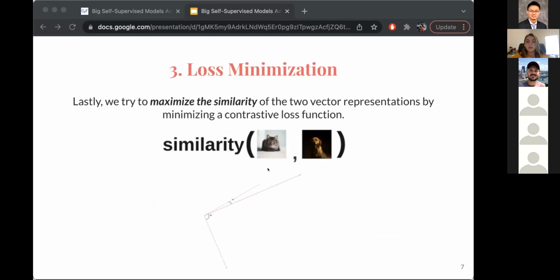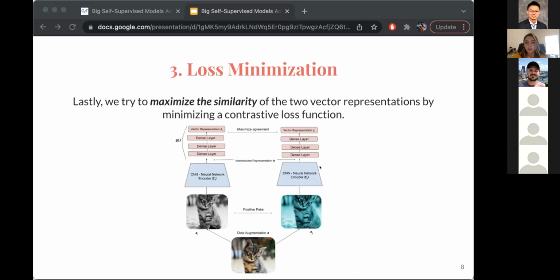And the third step is maximizing the similarity of the two vector representations by minimizing a contrastive loss function. We can think about these as vectors, and the angle between those vectors will give us the similarity. If they're aligned with each other, it means that they're similar, and if they're apart from each other, that means that they're not similar. And this is the actual architecture. So here we are trying to maximize the agreement.